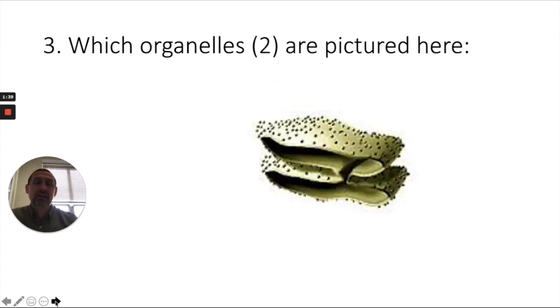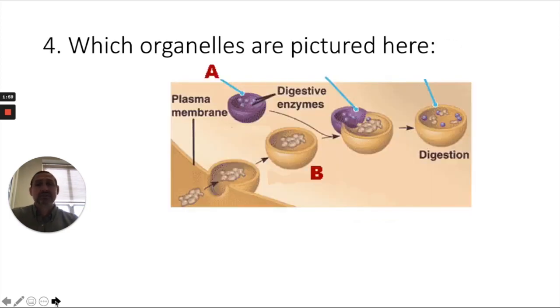This is the rough ER. It consists of endoplasmic reticulum and ribosomes. Remember that ribosomes are the site of protein synthesis. So rough ER is going to help make the proteins. Then the Golgi apparatus is going to help modify and package the proteins.